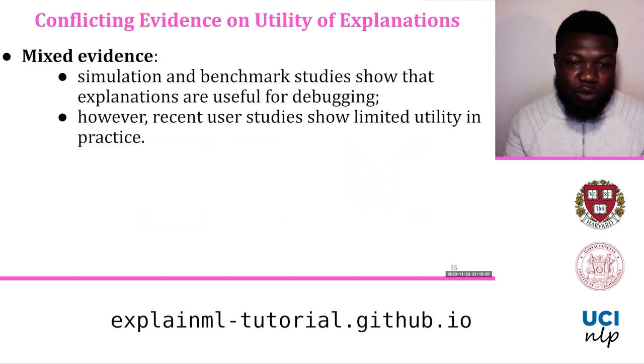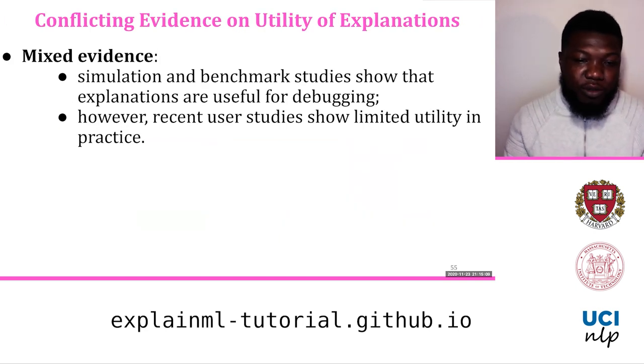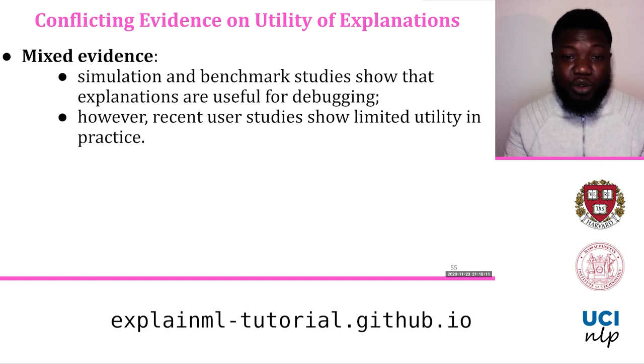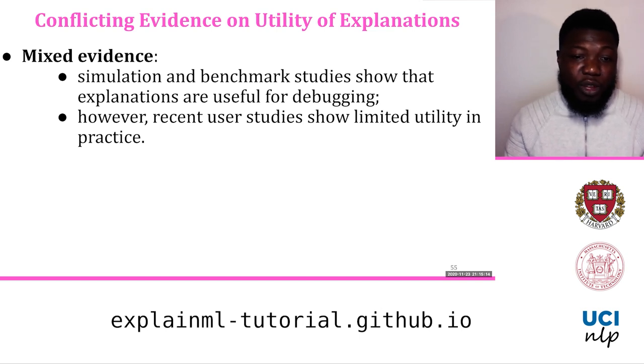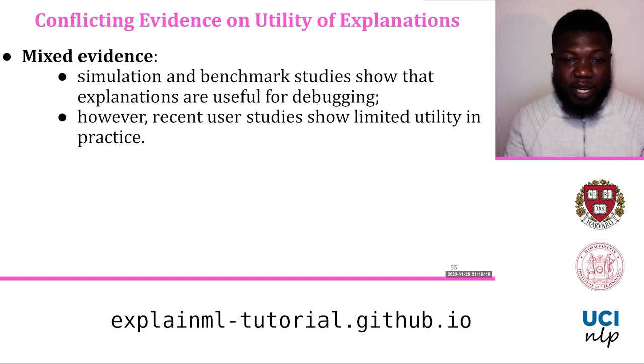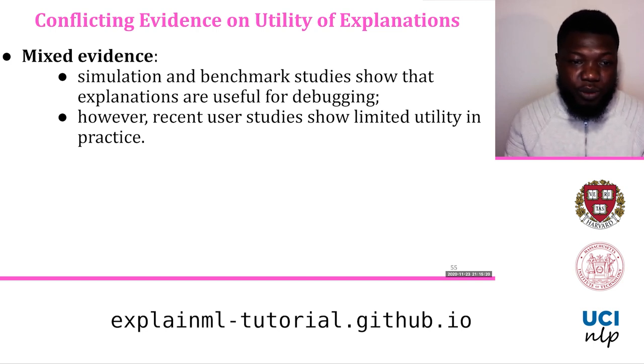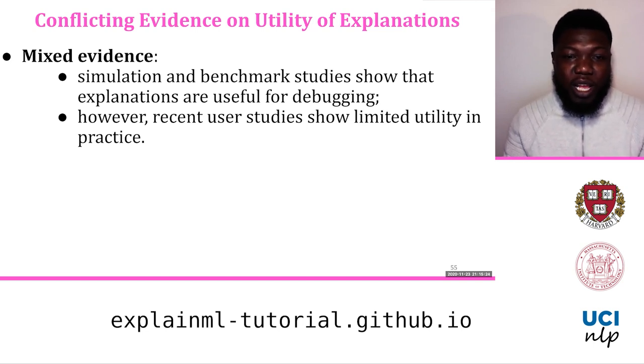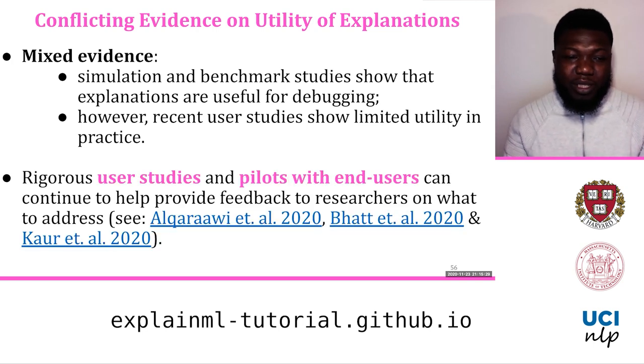So let's synthesize what we've learned so far. Initially, we've seen that explanations have been shown to be useful for penalizing spurious correlation, and models learned by penalizing explanations have been more robust to adversarial examples. There's also been utility in the form of simulation. However, there have been several recent user studies and pilot studies that have shown that these explanations might not be as useful in practice as we would expect.